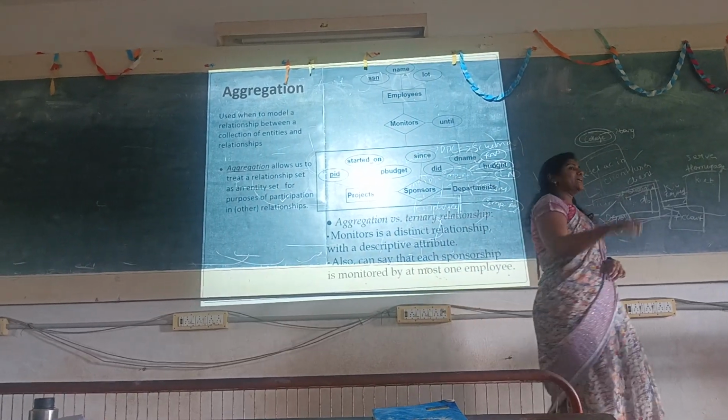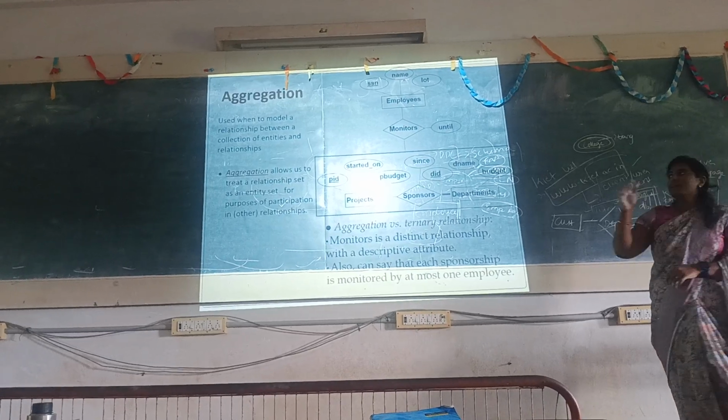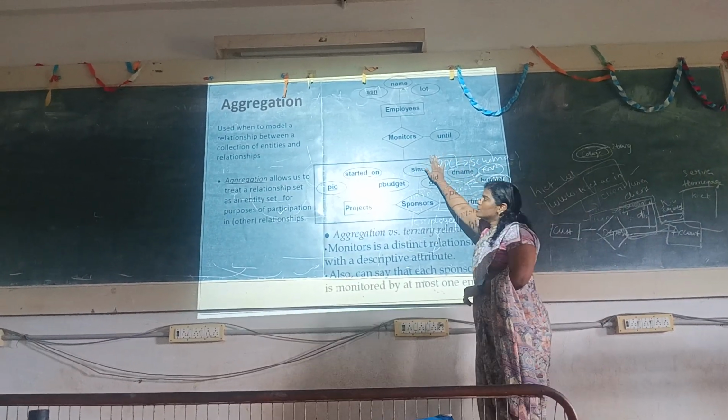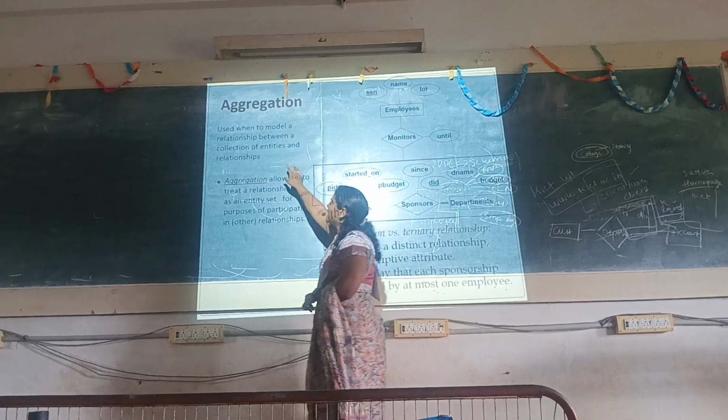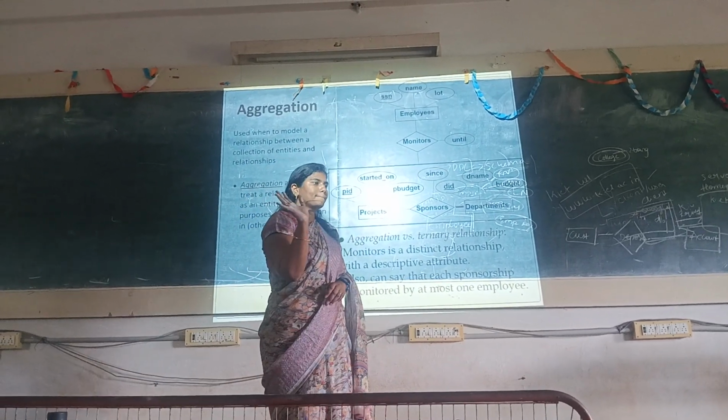Like reverse triangle, circle. Here, aggregation, which is used to model a relation between the collection of entities and relationships.